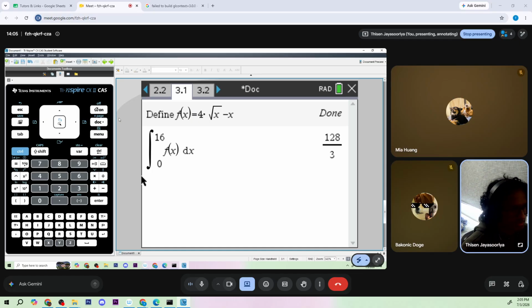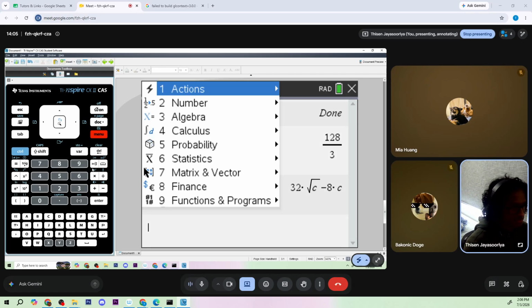So here, let me just go over here, do menu. So here, I'm going to write down that it's going to be a half times 16 times f of c. So this is c, and this is meant to be 16, right? That's our area function.